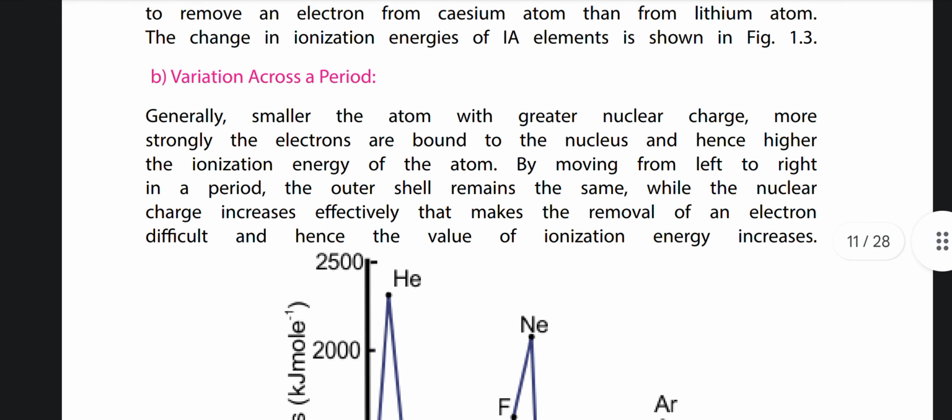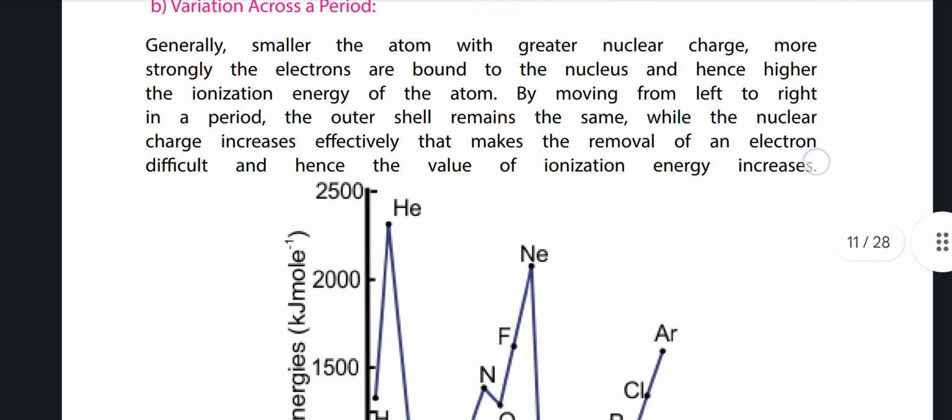Variation across a period. Generally, smaller the atom with greater nuclear charge, more strongly the electrons are bound to the nucleus and hence higher the ionization energy of the atom. By moving from left to right in a period, the outer shell remains the same while the nuclear charge increases effectively. That makes the removal of an electron difficult and hence the value of ionization energy increases.